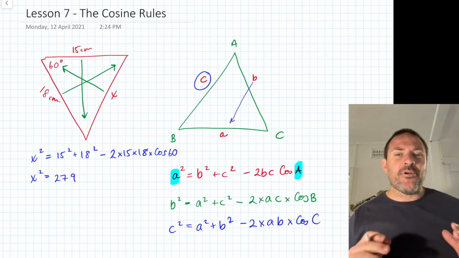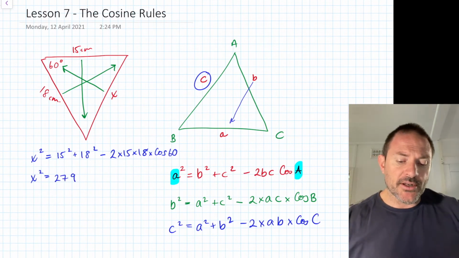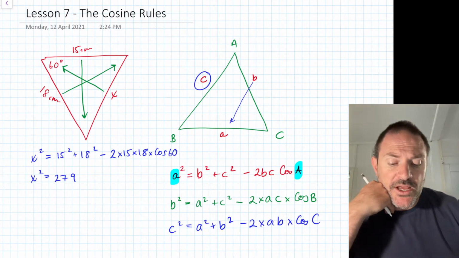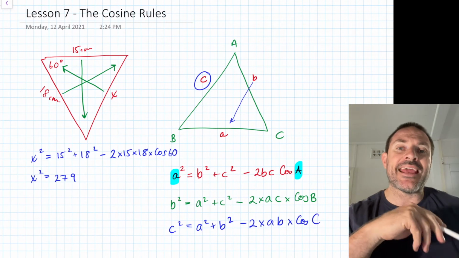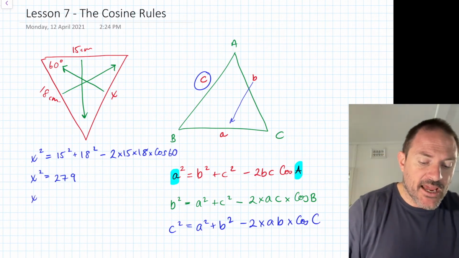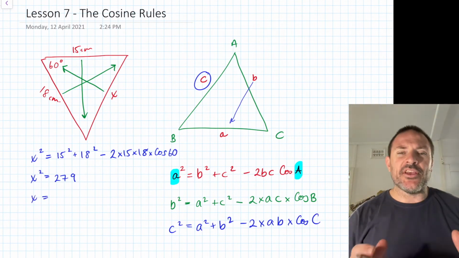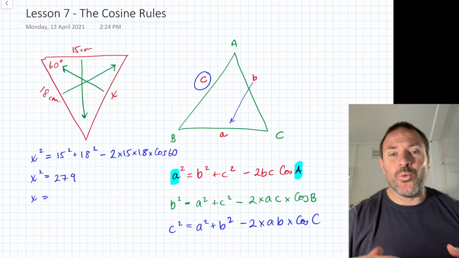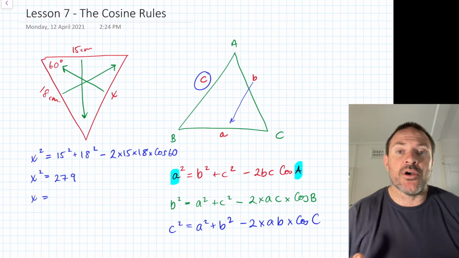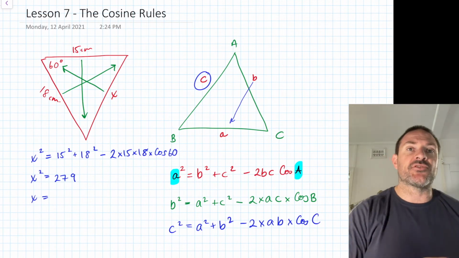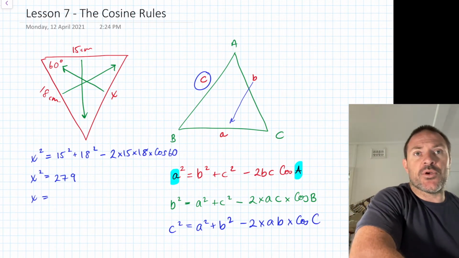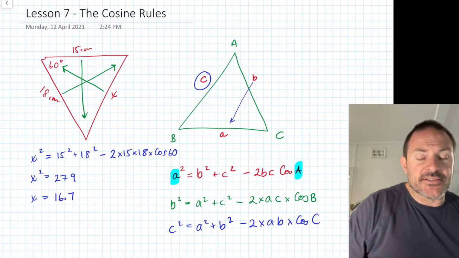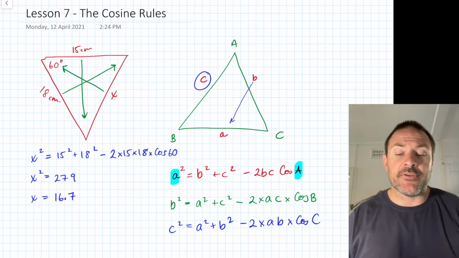Now, the only probably area I see students struggle on, apart from maybe that multiplying instead of the addition for 15 squared plus 18 squared, would be forgetting that we have found x squared. We haven't found x. And that should really jump out at you, because look at your two sides. You've got 15 and 18. There's no way you can have 279 there. It just doesn't work. So we have to make sure we remember to square root our answer. So I'm going to square root. I'm going to press my answer button, and we get 16.7, let's say, to 3 significant figures.